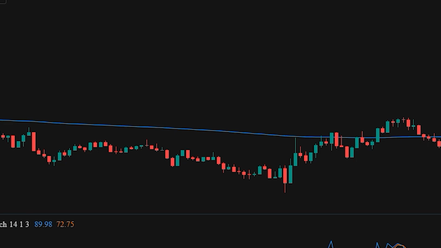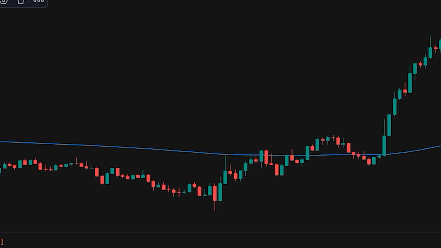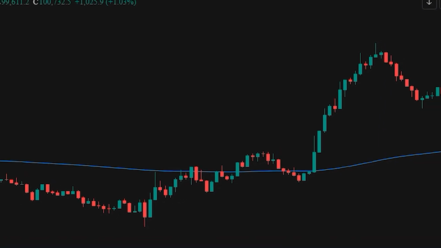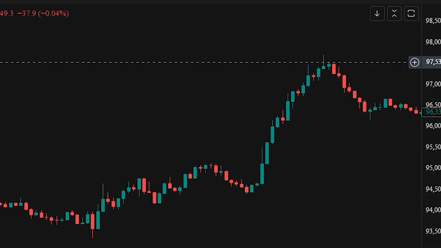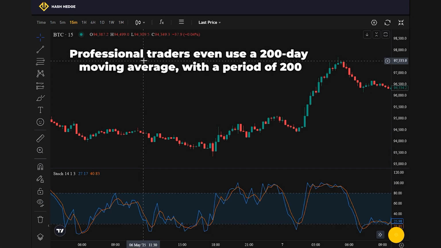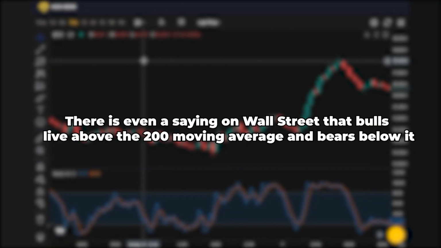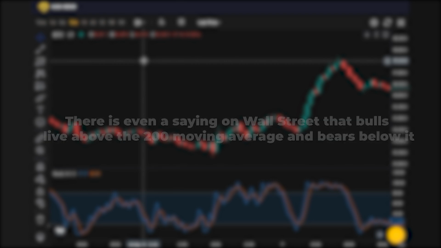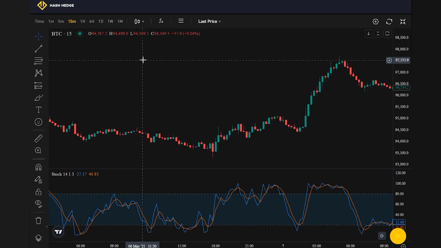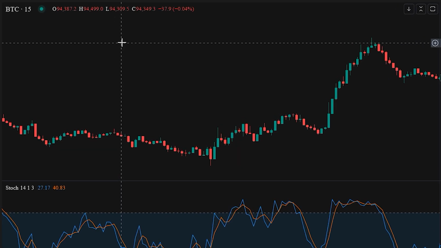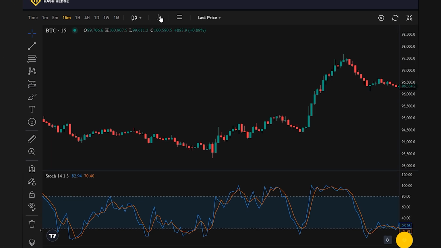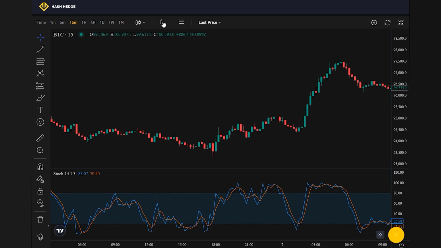The simplest and most classic way to indicate a trend on a chart is to use a moving average. Even Wall Street traders use this tool. Professional traders even use a 200-day moving average with a period of 200. There's even a saying on Wall Street that bulls live above the 200 moving average and bears below it. That is, above the 200 moving average is a bullish chart, a rising chart, and when the moving average lines are below 200, it means we are in a bearish, falling trend.